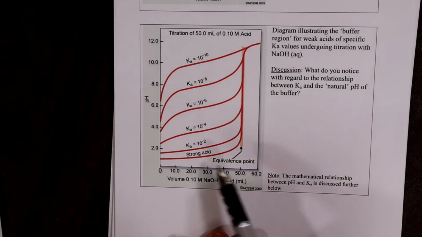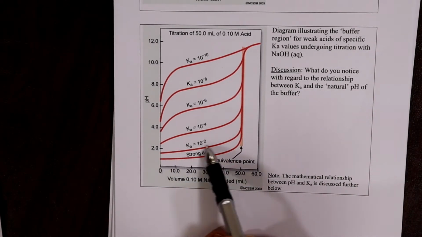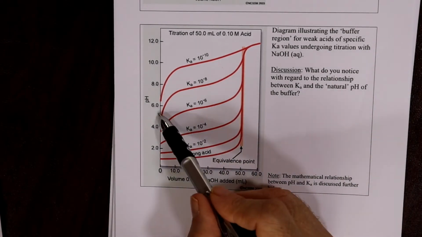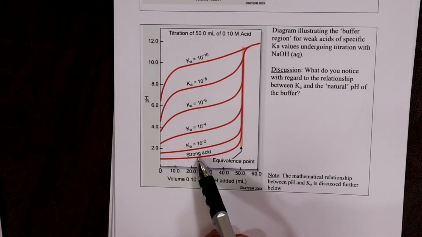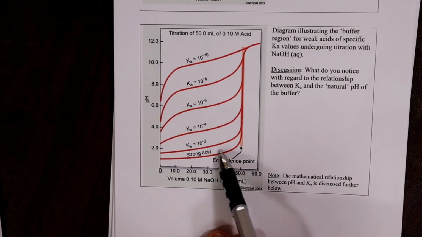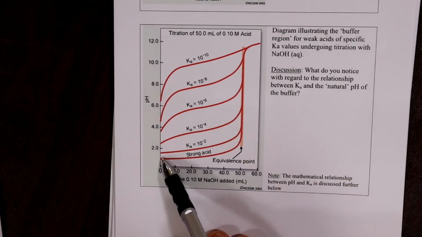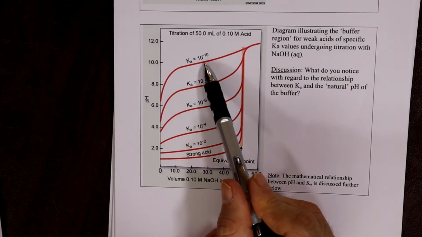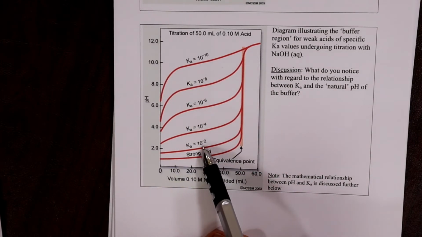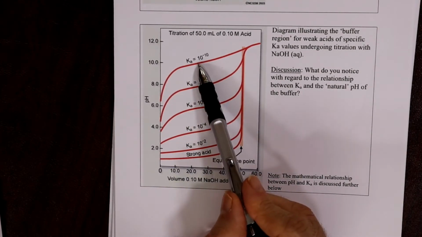So here are some buffers. They're all weak acid buffers. There's our strong acid, that might be HCl. And then a stronger, a weaker, and then the weakest weak acid. So we see the Kas go from a reasonably large value for Ka to a super small value.